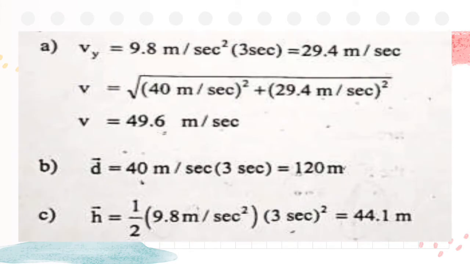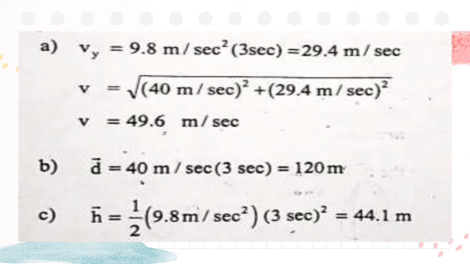For letter A, since we need the value of the vertical component to solve for the actual velocity, we need first to identify the value of v sub y, or the vertical component. Since it was discussed a while ago that v sub y is equal to acceleration due to gravity times time, we are going to use this formula to find the value of v sub y. Substituting the given and the constant acceleration due to gravity, v sub y is equal to 9.8 meters per square second times 3, which is equal to 29.4 meters per second.